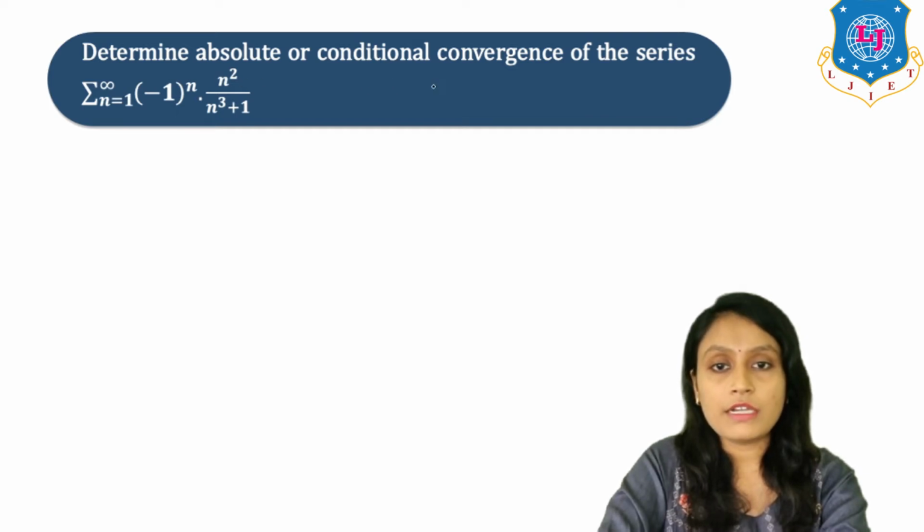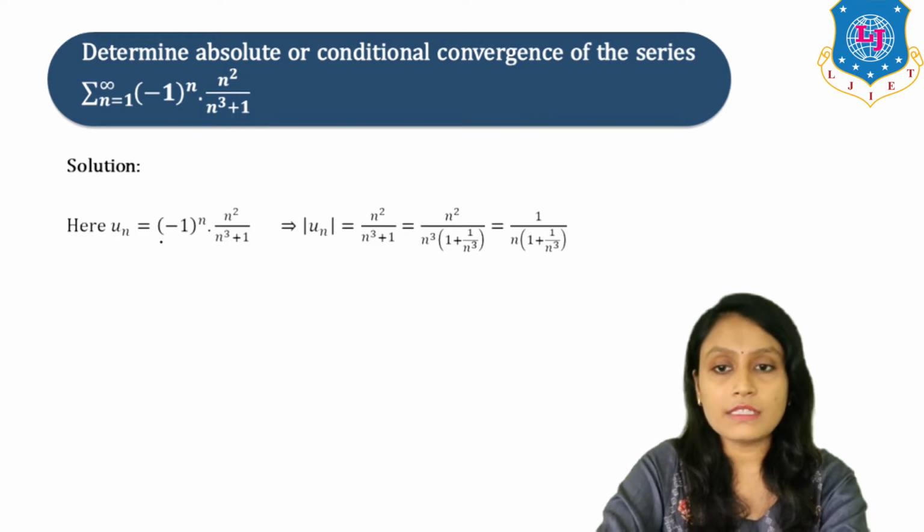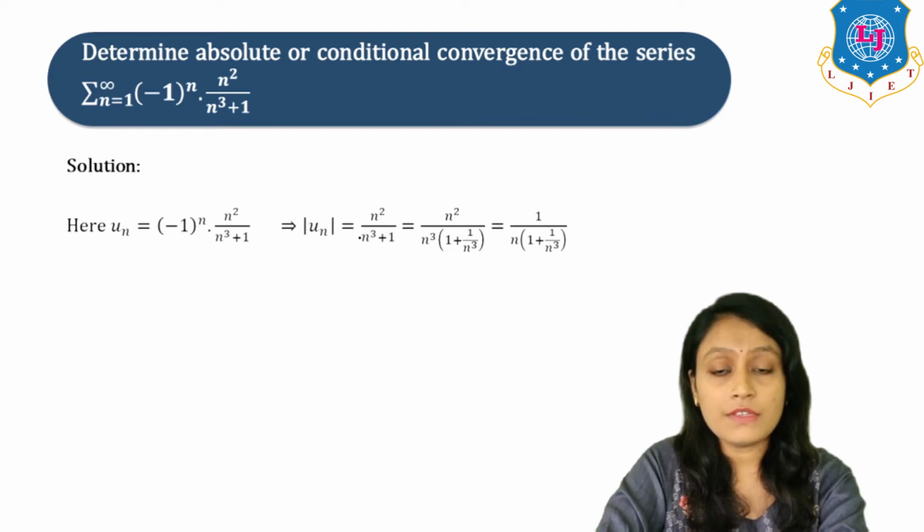Determine absolute or conditional convergence of the series Σ (-1)^n n²/(n³+1). Here un is given, that is (-1)^n n²/(n³+1). Firstly, we will write down |un|. Here we have to take only positive terms, so we will write just n²/(n³+1). Now we will check whether this series Σ|un| is convergent or not. For that we will apply the limit comparison test.